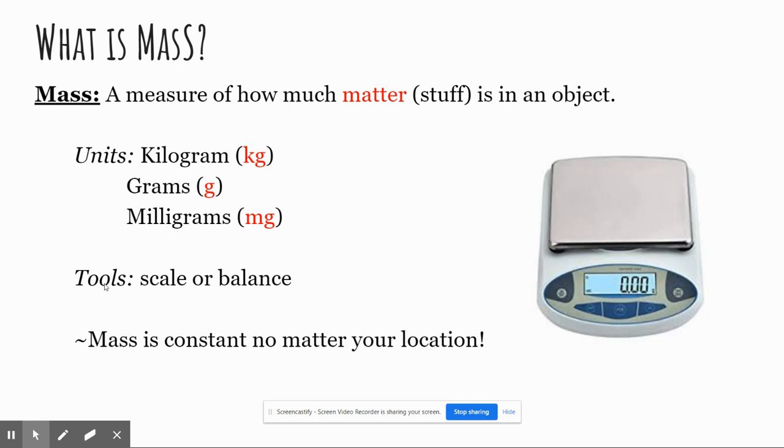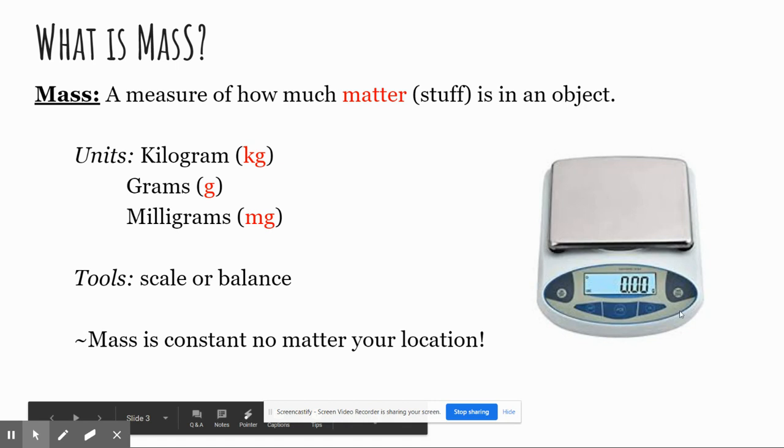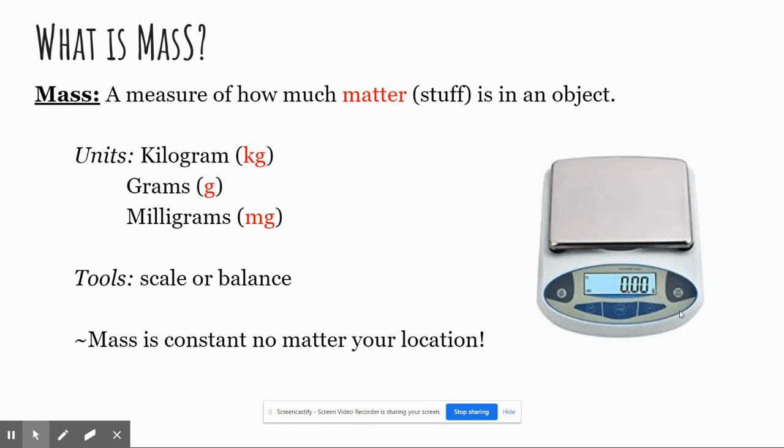So the tools that you would use to find the mass of something would be a scale like we have over here, or an electronic balance. And so you would put the object on there. It would give you a number, right, in grams, and that would tell you essentially how much matter, how much stuff is making up that object. Now, mass is constant no matter your location, okay? That's important, right? Mass stays the same no matter what.